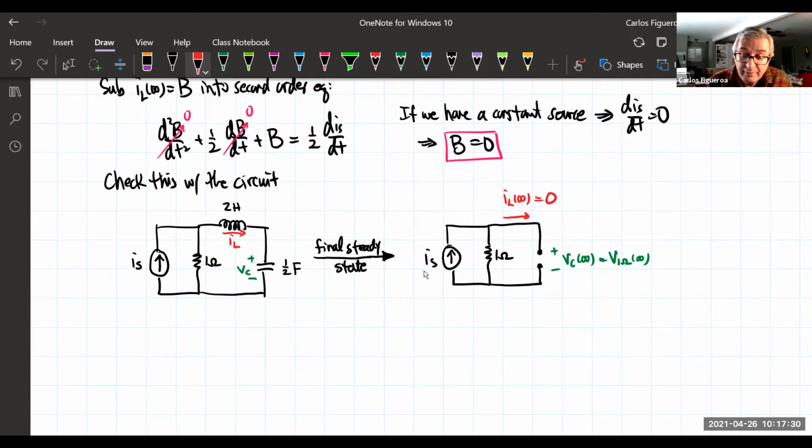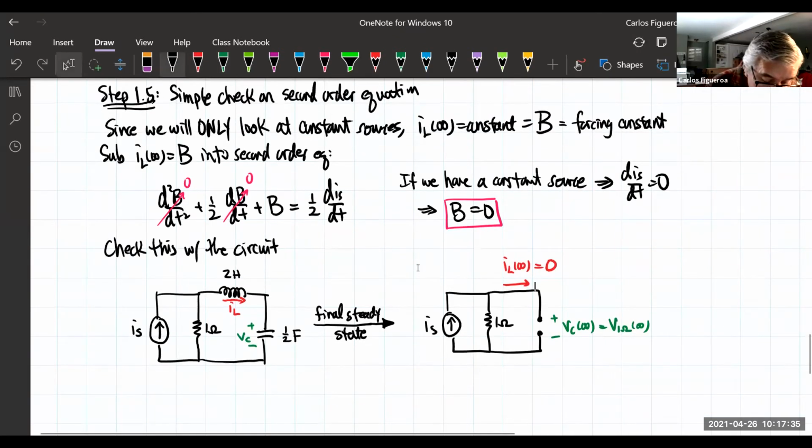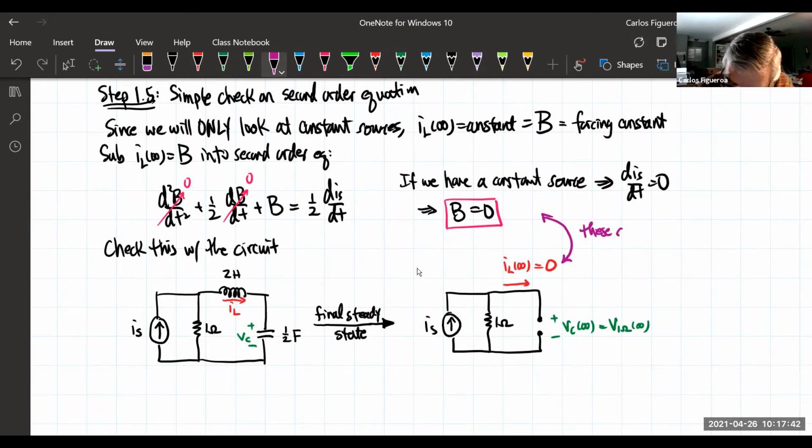So check that out. If I compare both of these guys here, these agree. And as a consequence, as a simple check, it looks like our differential equation is good. So now let's go to our first example. Let me make sure I'm ready here.